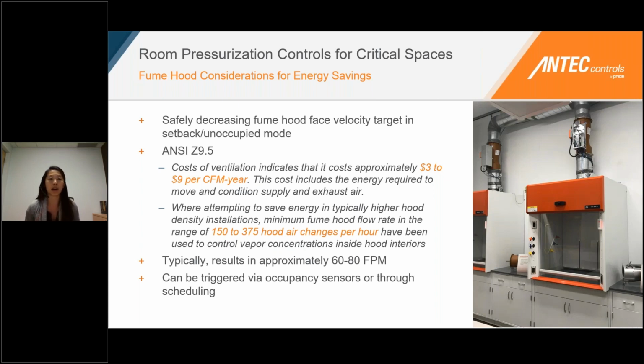And when we talk about setback and unoccupied modes, these can typically be triggered through an occupancy sensor that you can see here on the screen. So here we have an occupancy sensor at the top of the fume hood that can detect whether somebody is in front of the hood, or if somebody leaves, it's going to turn down the target face velocity. So the occupancy can also be triggered through scheduling over the BAS, or again through this occupancy sensor. It really just depends on how the owner or the end users want to use it.